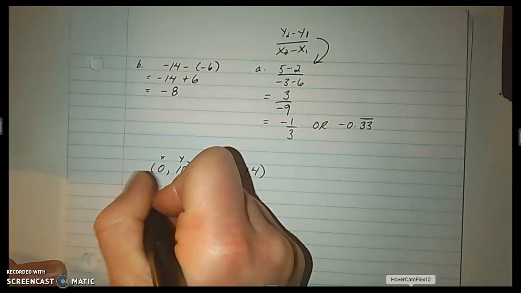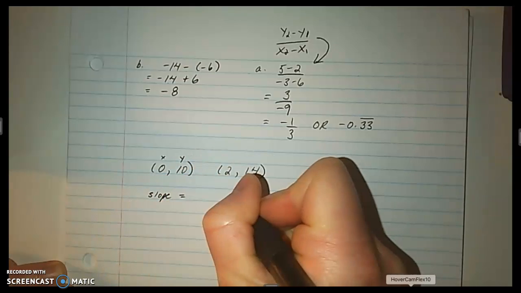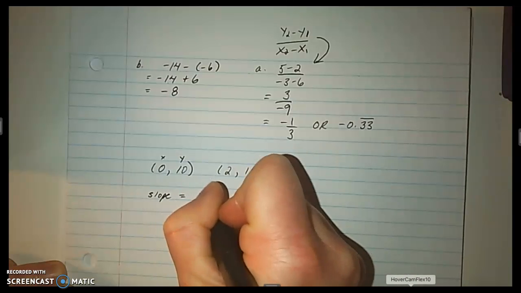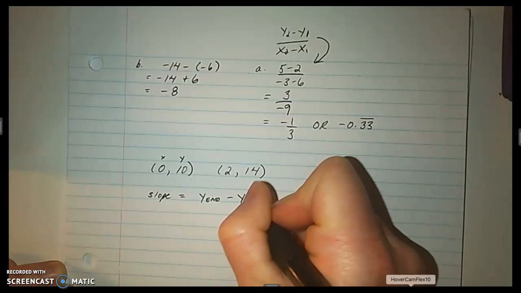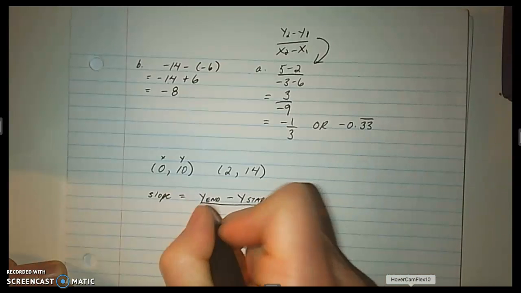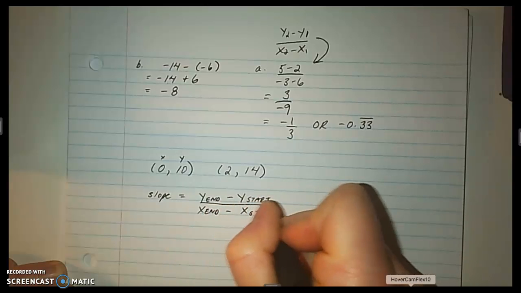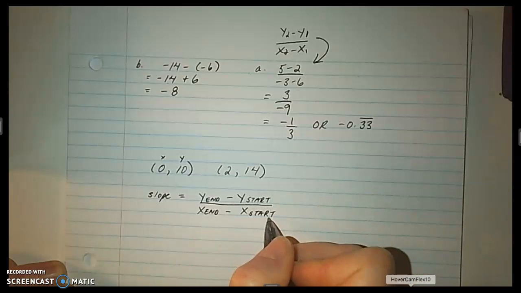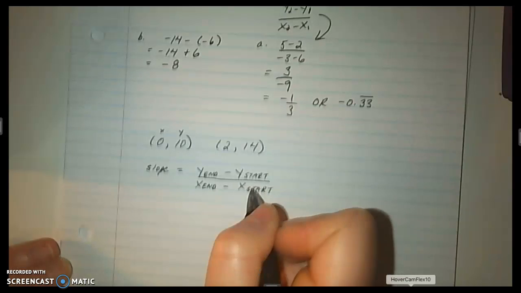And then just like on the previous page, your slope formula is y, I call it y2, but it looks like you called it y end or y finish. That is a totally reasonable way of doing it. Y start, and then x end minus x start. Y2 minus y1 over x2 minus x1, however you want to label them, as long as you've got 2 different y's and 2 different x's.